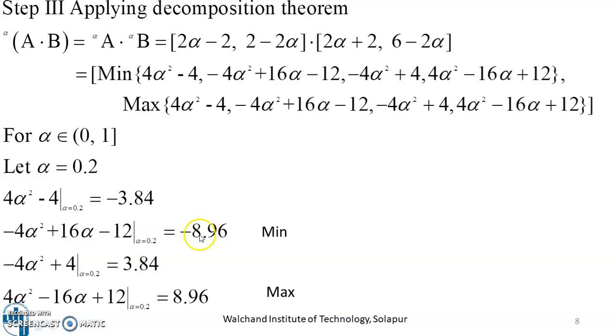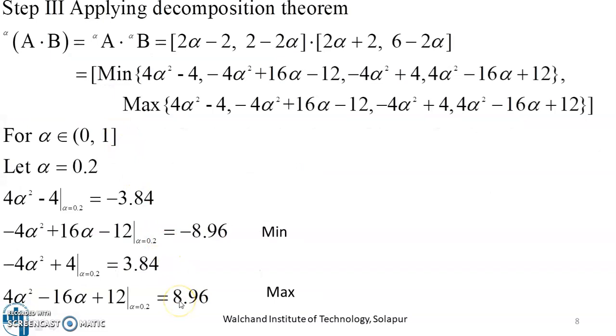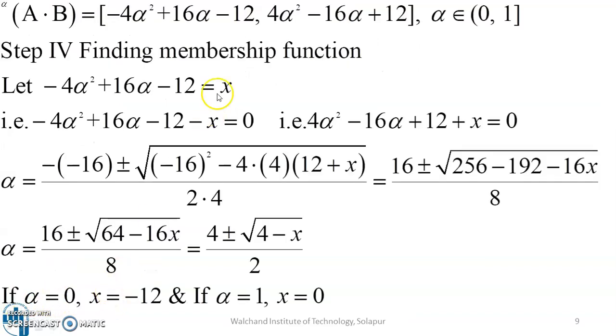Therefore, the expression corresponding to minus 8.96 is minus 4 alpha square plus 16 alpha minus 12. This will act as the initial point for this alpha cut, and the expression corresponding to plus 8.96 is 4 alpha square minus 16 alpha plus 12, which will act as the end point for this alpha cut, where alpha belongs to open 0 to closed 1. Now the final step is finding the membership function with the help of this alpha cut.